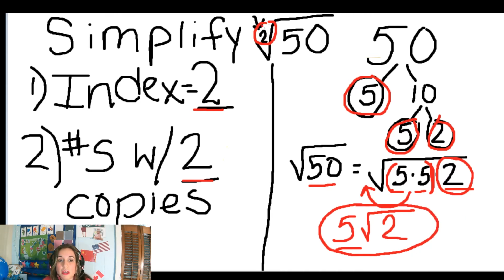So really what you're doing is you're looking at the index, you guys, and you're saying that anytime I have that many factors underneath my radical, I'm pulling them out, okay? And 2 copies for this particular problem, since it was an index of 2, 2 copies on the inside equals 1 copy on the outside. Because remember, radicals and exponents, they cancel each other out. Okay? Anything that I don't have that many copies of has to stay underneath the radical. So that has to stay there. So this simplifies to 5 square roots of 2.